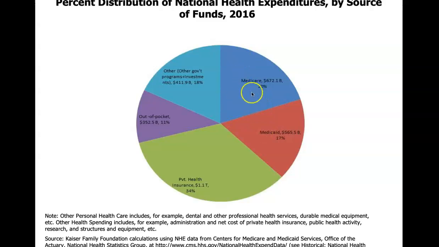So all these three taken together comprise the biggest chunk of where the money comes from, where the financing for healthcare services comes from in the United States. And that totals to, let's see, about 71%. So all these three taken together, 71% of the sources of financing come from private health insurance, Medicare, and Medicaid.